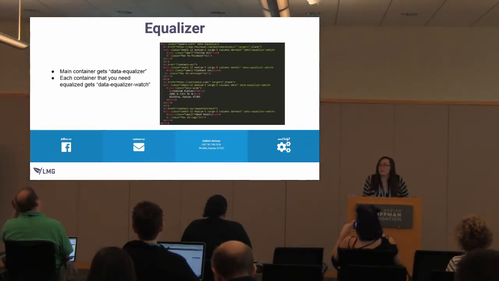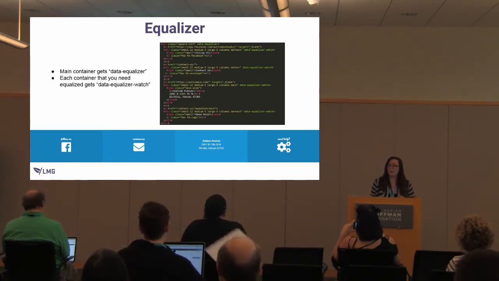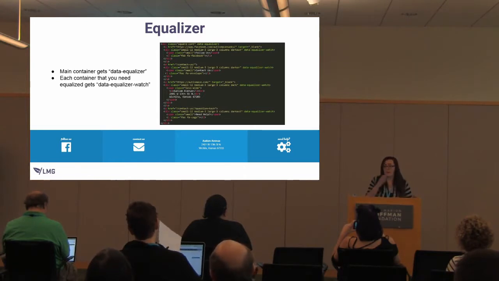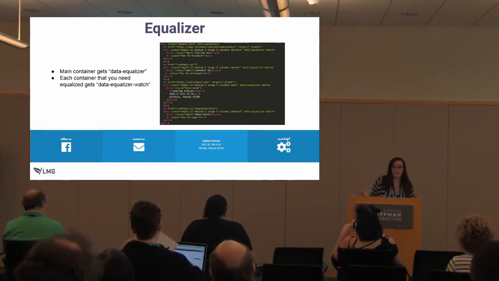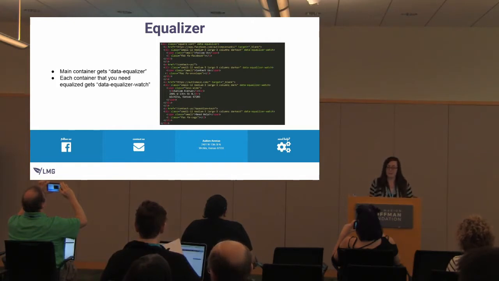The first one, and the one that I use most, is an equalizer. In this example, we have a row with four columns. Since I have equalizer set, say if that third column had way more content than the other two, normally that one would just be larger. But with equalizer, it's going to make sure that all of your columns in your row automatically are the same height. So it looks a little more professional.